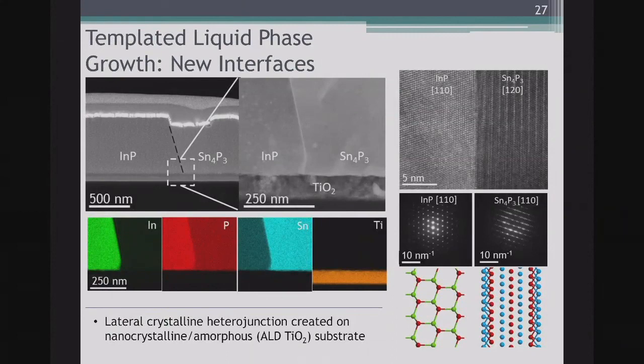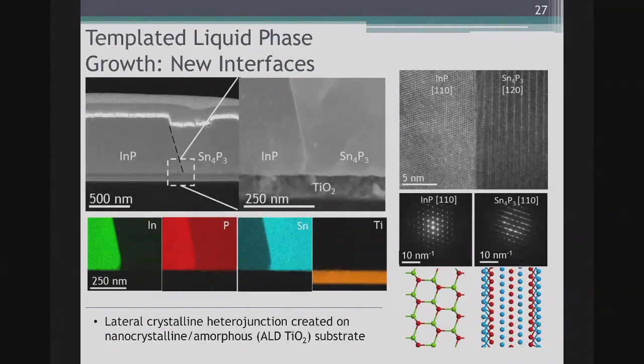So here, what we're actually showing is a lateral heterostructure between indium phosphide and tin phosphide. Don't worry about the use cases for tin phosphide. It's interesting for batteries and things like that. But the key thing to point out is that this is the crystal structure for indium phosphide, and this is the crystal structure for tin phosphide.